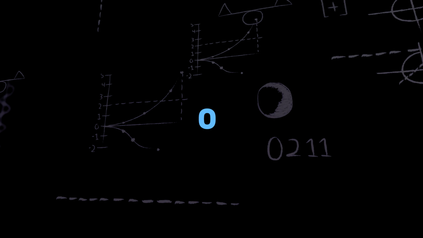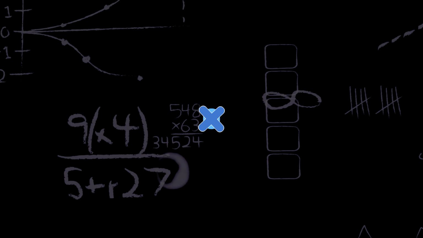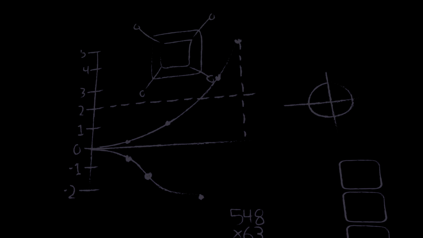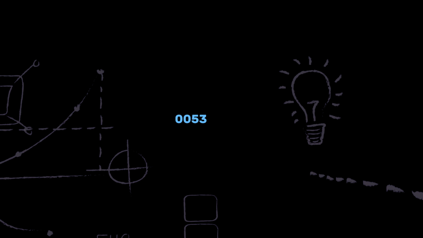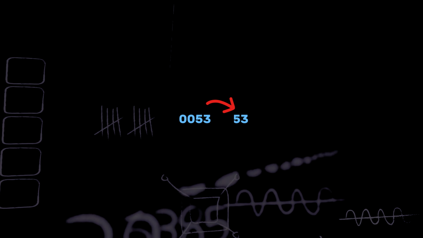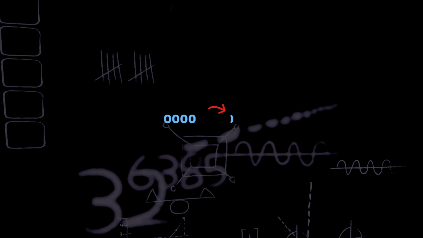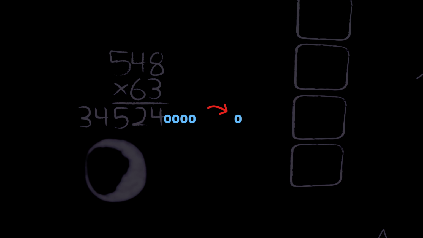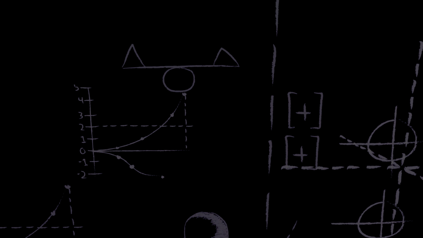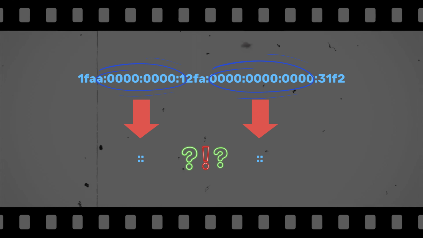Firstly, one or more leading zeros from any group of hexadecimal digits can be removed, which is actually done to all of the leading zeros. For example, the group 0053 is converted to 53. The group 0000 is converted to 0. Then the consecutive sections of zeros are replaced with 2 colons. But keep in mind, this may only be used once in an address, as multiple usages would render the address invalid.